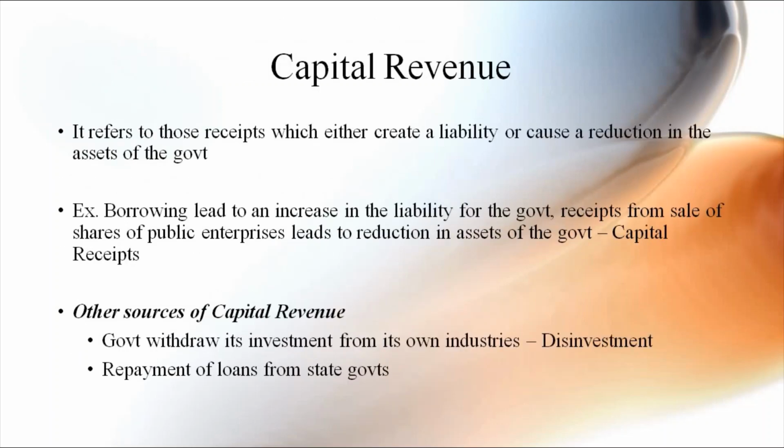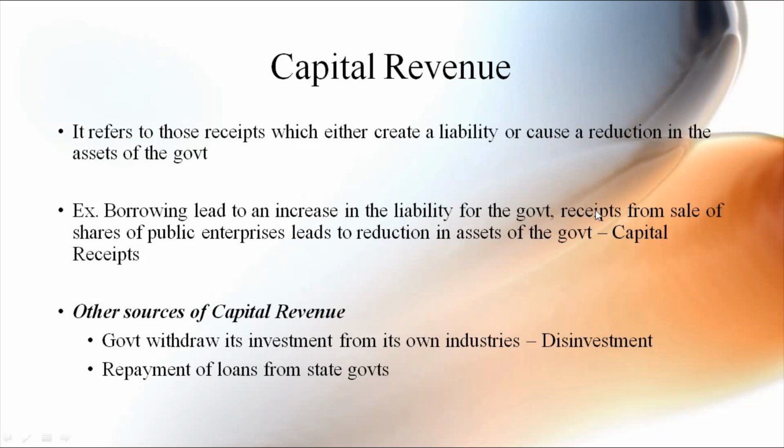Next, capital revenue. Here capital means a huge amount. What is capital revenue? Capital revenue refers to those receipts which either create a liability or cause a reduction in the assets of the government. For example, borrowing leads to an increase in the liability. If the government purchases something, it increases the liability. When they purchase, they have to give the price for that. This is a liability for the government.